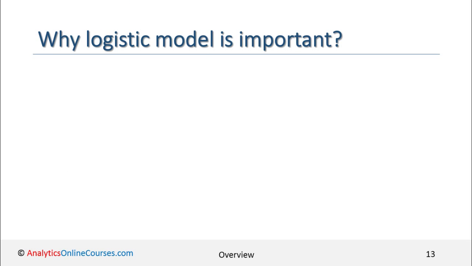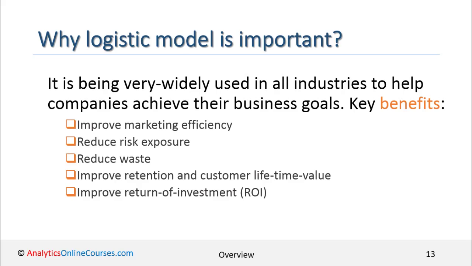Why is the logistic regression model important? Because logistic regression models have been widely used in all industries to help companies achieve their business goals. Here are some of the key benefits for using logistic regression models. Improve marketing efficiency. You can use the model to target the best prospects or candidates for certain high-cost marketing programs. You can substantially improve your return on investment by focusing your limited budget or resources on the best prospects instead of doing it without targeting.